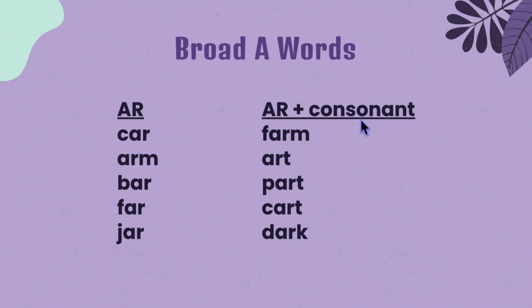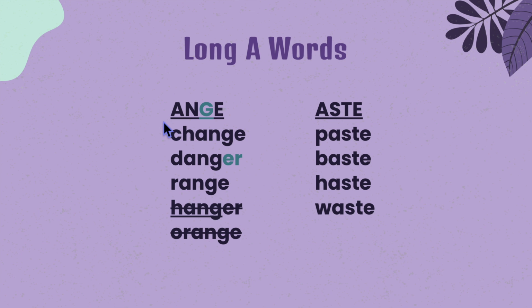Here we have AR plus a consonant. Farm, art, part, cart, and dark. Here are words that use the ainge sound. Remember, the A is long and the E makes the G have its soft sound of J. So we have change, danger, range. Note that this does not apply to the word orange.